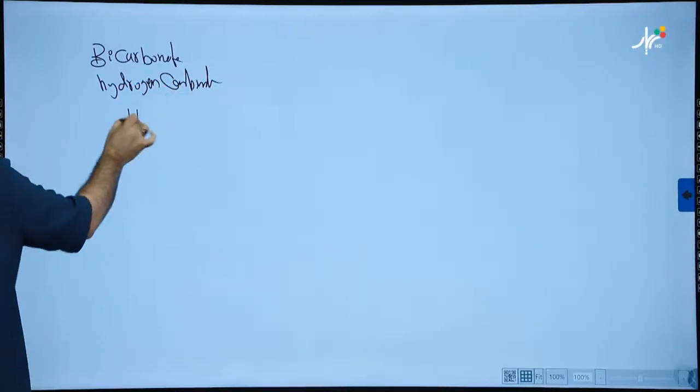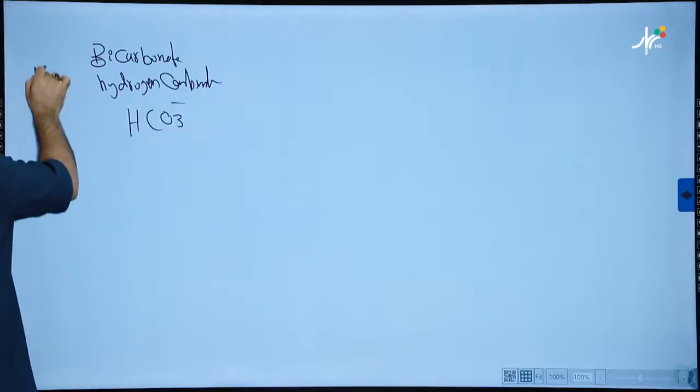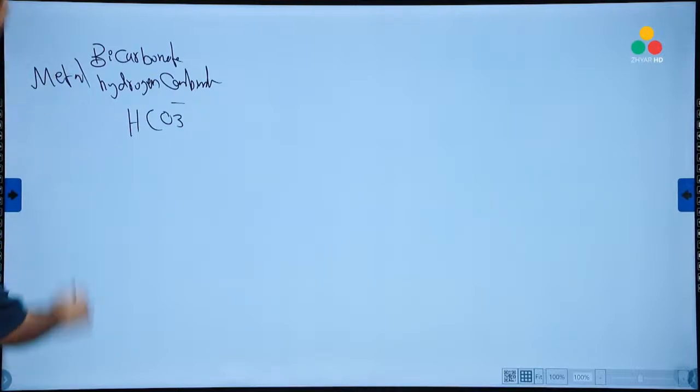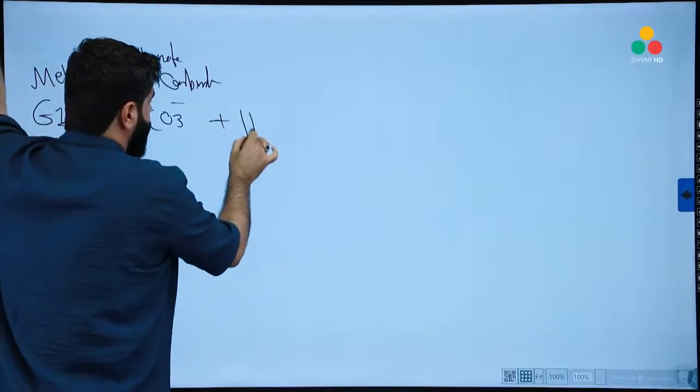Okay, this is the hydrogen carbonate or bicarbonate ion. So a metal carbonate or metal bicarbonate means group 1 or group 2 with this ion, plus acid.